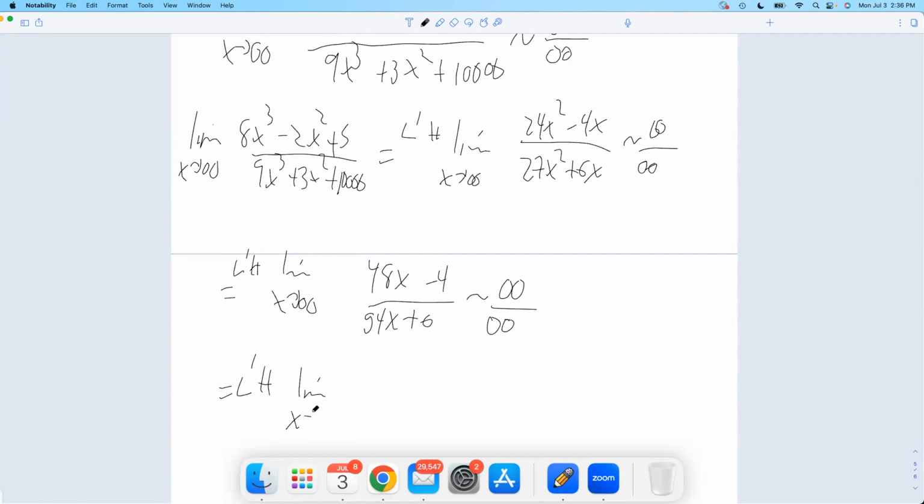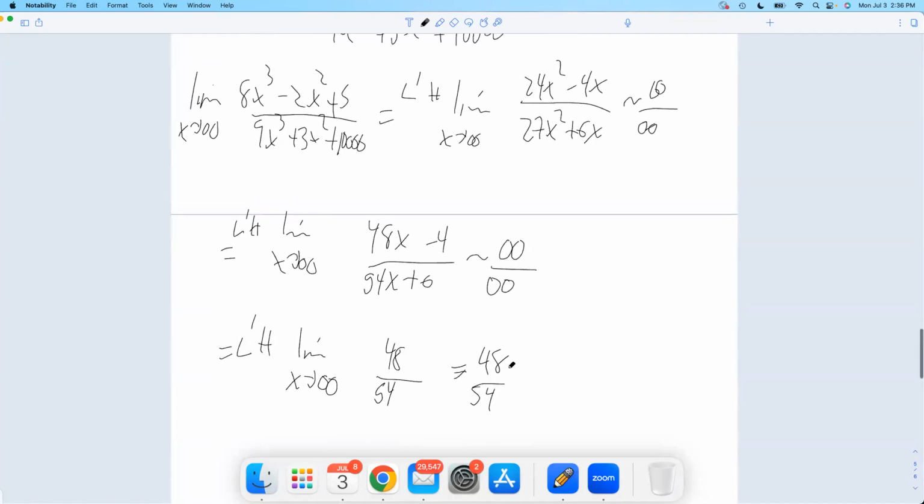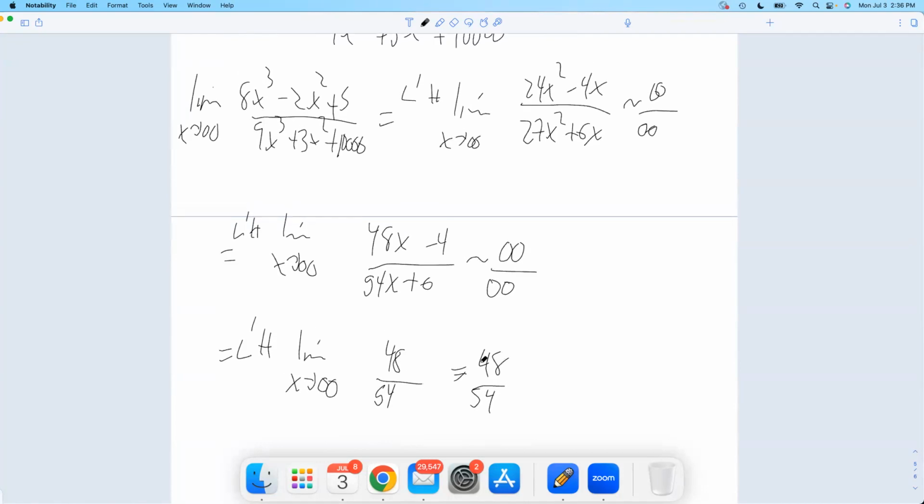So we get the limit as x goes to infinity. Take the derivative of the top, we get 48. Take the derivative of the bottom, 54. There's no x left anymore. The limit of a constant is just that constant. The limit exists. We're done. It's 48 over 54. Okay. Now, that will reduce. 6 goes in here 8 times. 6 goes in here 9 times. That's 8/9.